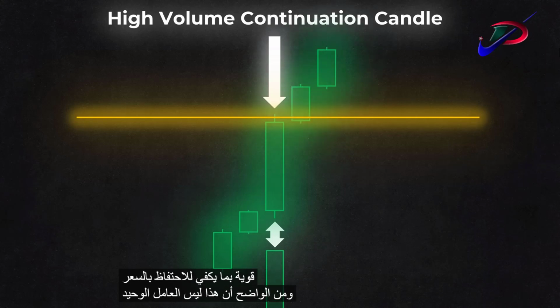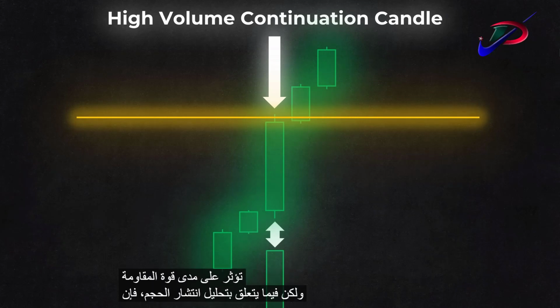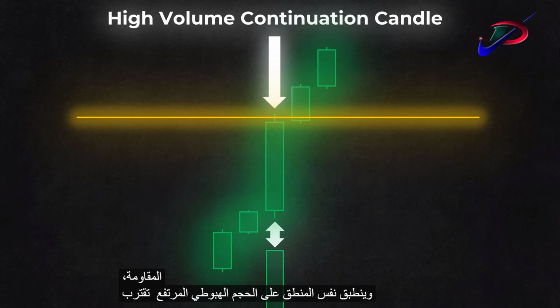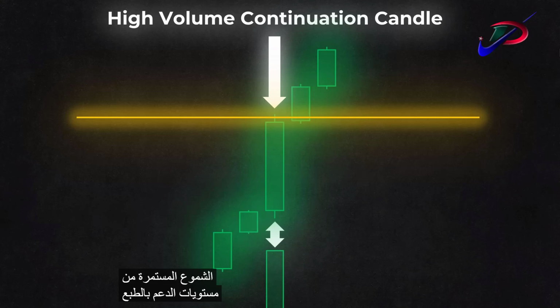Obviously, that's not the only factor at play here. There might be other elements influencing how strong the resistance is, but in terms of volume spread analysis, this type of candle is bound to break the resistance. The same logic applies for bearish high volume continuation candles approaching support levels, of course.